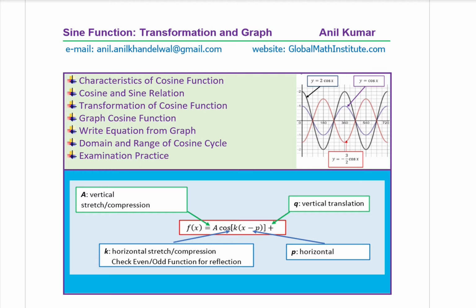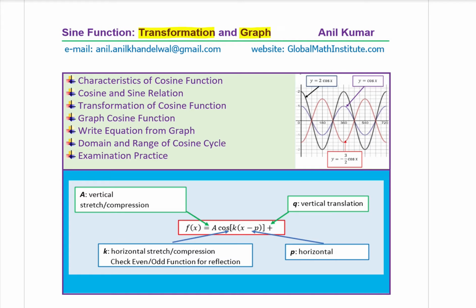We are discussing transformation of functions and their graph. In this video, we are going to consider the cosine function. So, sine function is the parent function, which when translated by 90 degrees or pi by 2, we get cosine function.